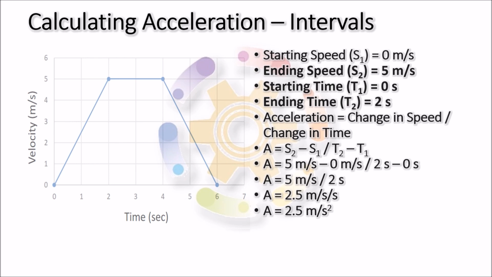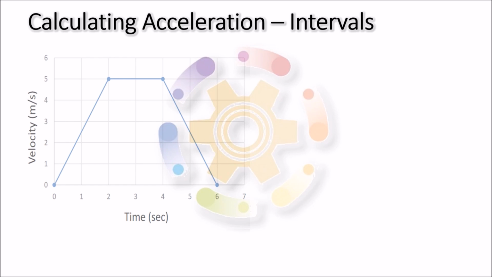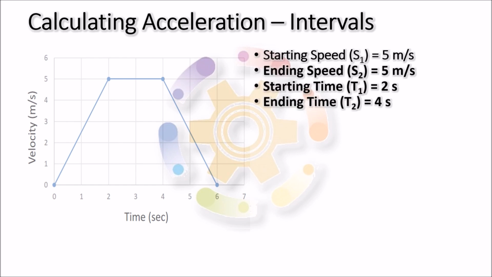But what's going to be interesting is this next line segment, this second interval. So, the starting speed for the second interval is 5 meters per second, but the ending speed is also 5 meters per second. Starting time is 2 seconds, ending time is 2 seconds. So, what does this tell us about what's happening with the speed for this line segment? Well, if we look at these speeds, it tells us that the object is still moving. It starts out moving at 5 meters per second, and it ends moving at 5 meters per second.